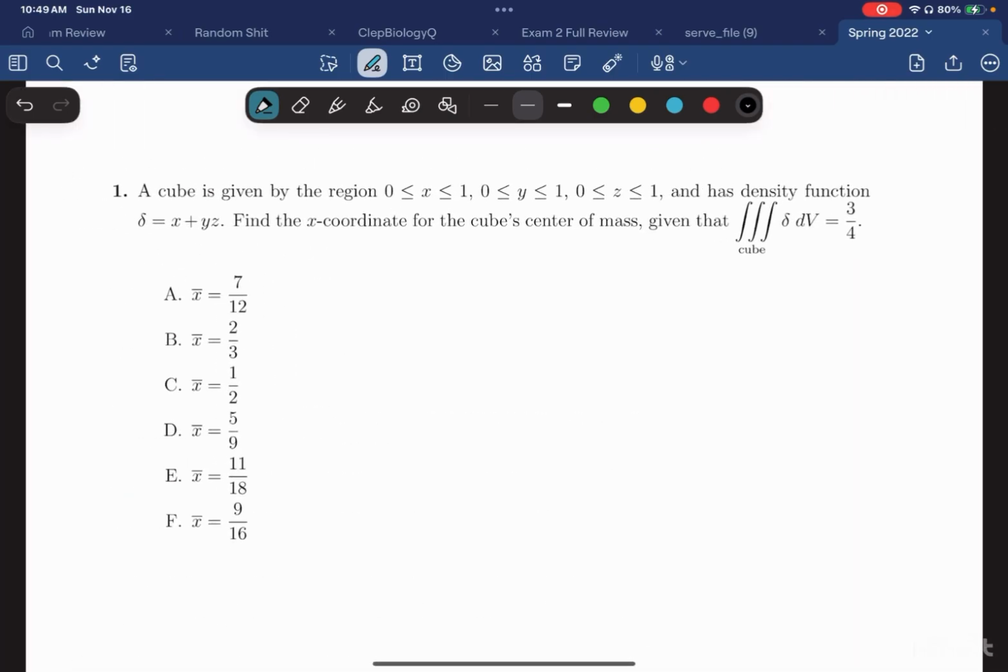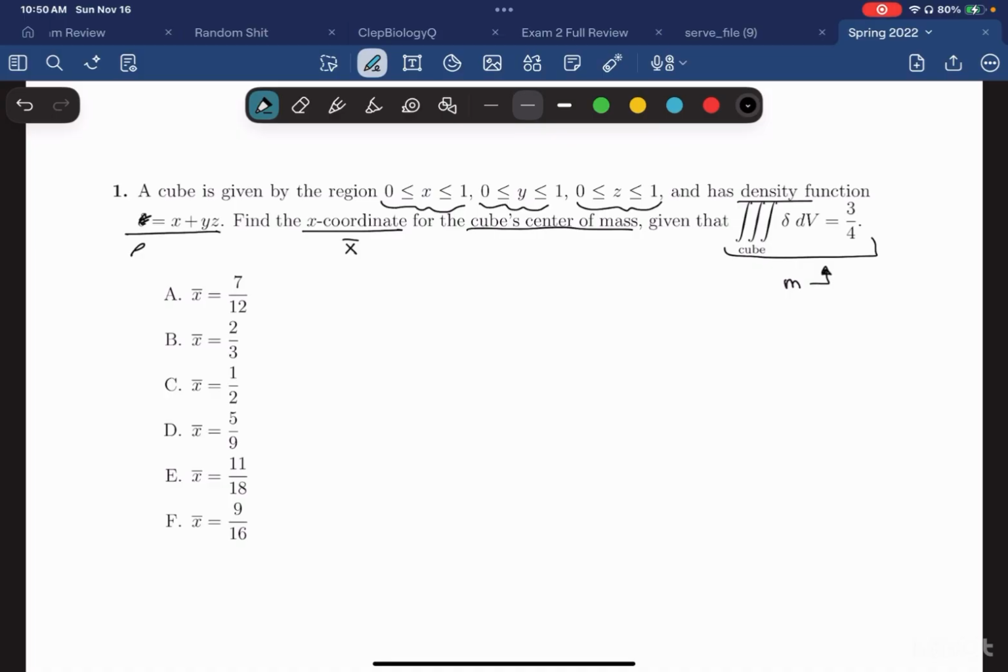Okay, question 1. A cube is given by the region bound between 0 to 1 for x, 0 to 1 for y, and 0 to 1 for z. It has this density function, which I'm going to replace with the rho symbol. And we've got to find the x-coordinate for the cube's center of mass given this. Okay, so this is a density problem where they already gave us the mass.